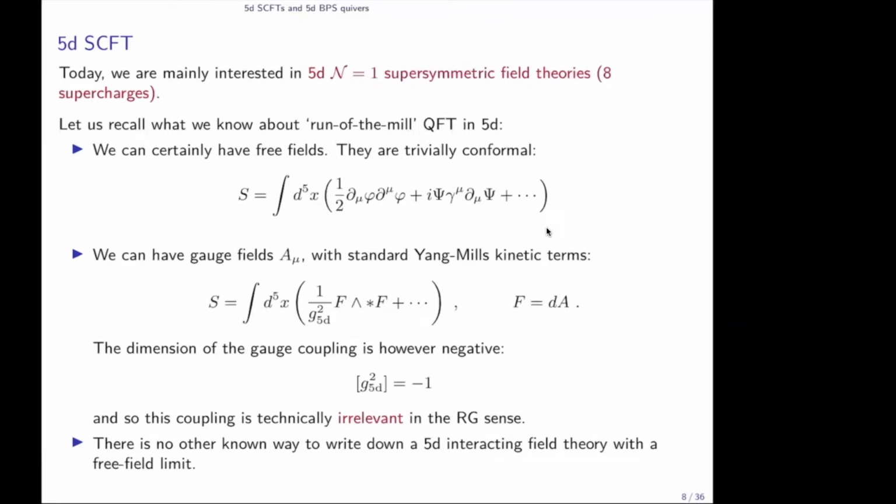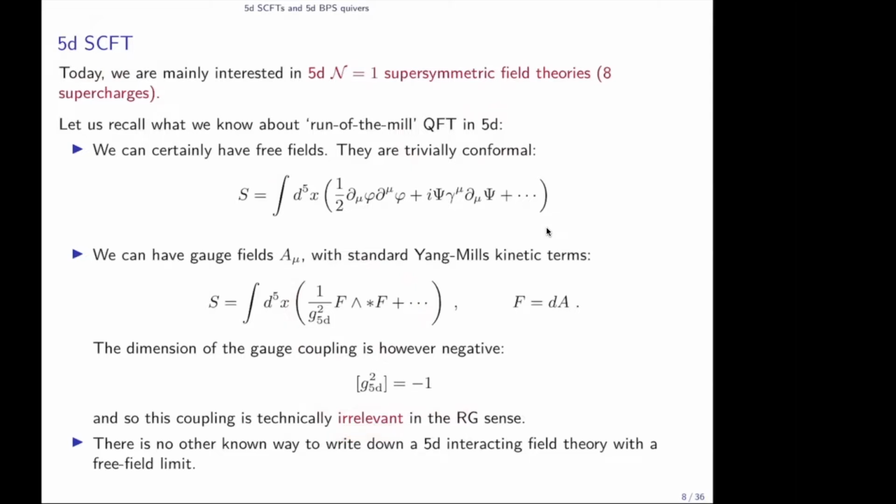In 5D, what we know about QFT is rather limited in terms of pure QFT language, because we can certainly have free fields in 5D and they are conformal. Here I've been interested in conformal field theories, so free fields, of course, are conformal. Gauge fields in 5D are not conformal because, well, you can just write the Yang-Mills term, but the gauge coupling has dimension inverse mass. So the gauge coupling, in other words, is technically irrelevant.